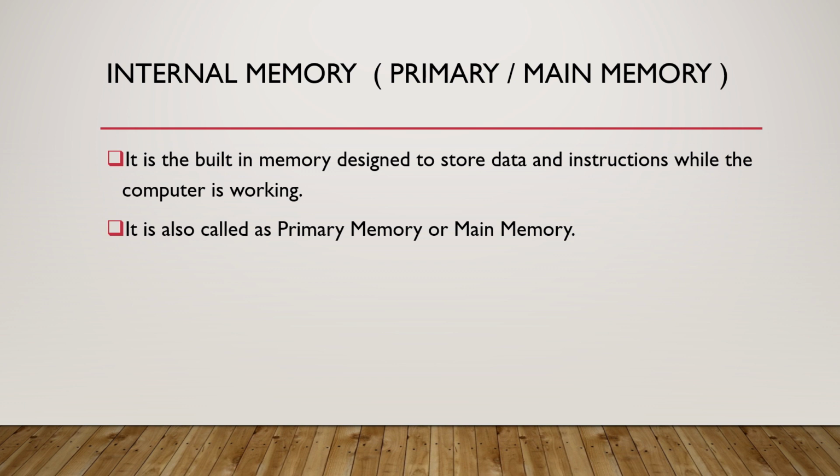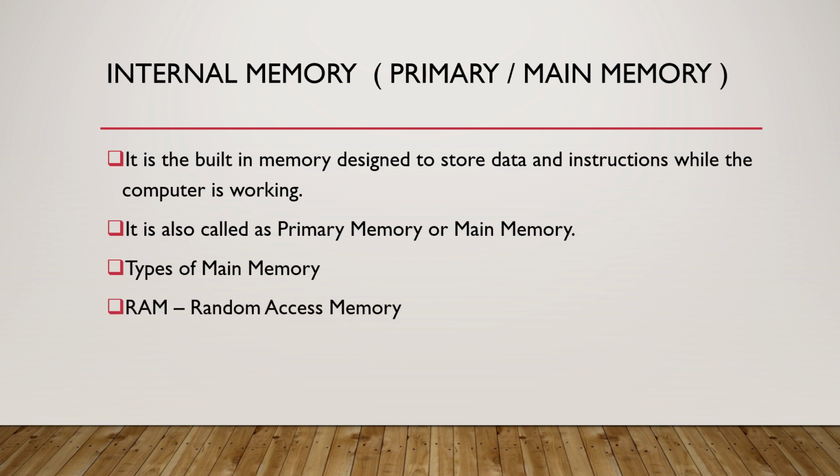It is always easier to access the data or the programs from the internal memory as it is the fastest of all forms of computer data storage. We can read the contents of internal memory very quickly. Primary memory is of two types, RAM and ROM. RAM, random access memory, and ROM, read only memory.